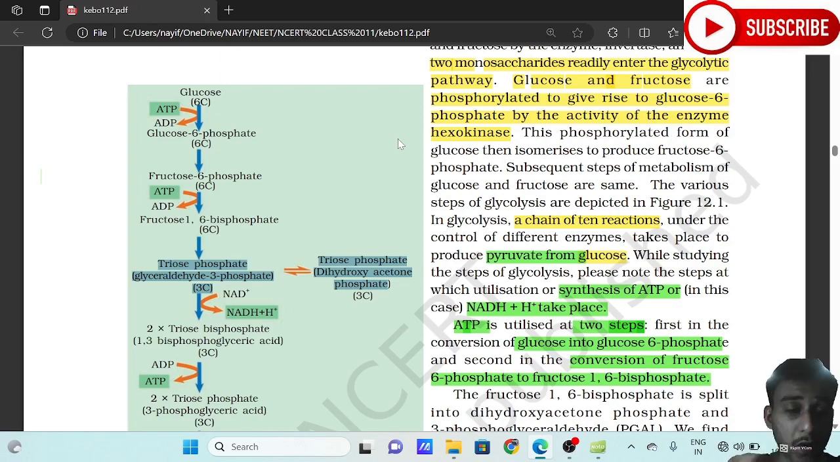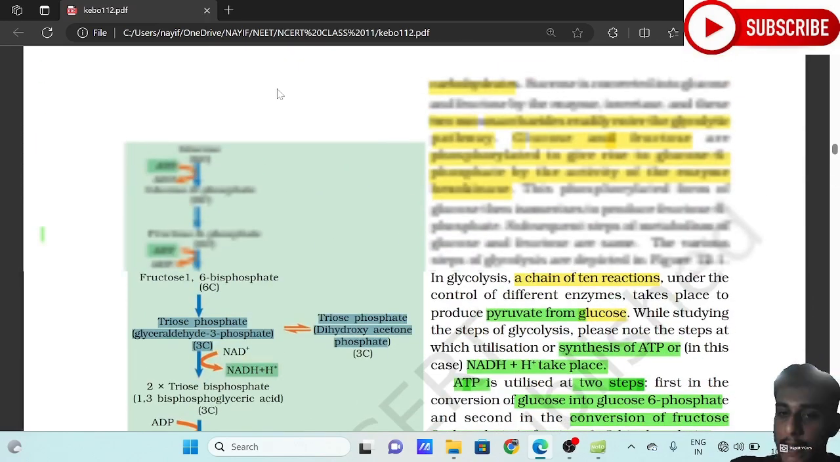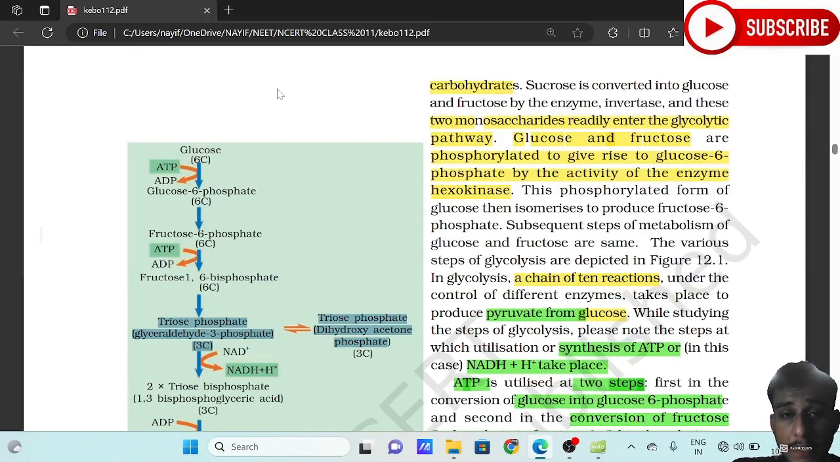I will say how the calculation is done. Actually, 1 ATP is used and we got 2 ATP back. But why did I say we got 4 ATP and we used 2 ATP? Because there is a thing you need to understand. Look, I think you got a basic idea of the glycolysis. Now we are going to the calculation of the ATP.